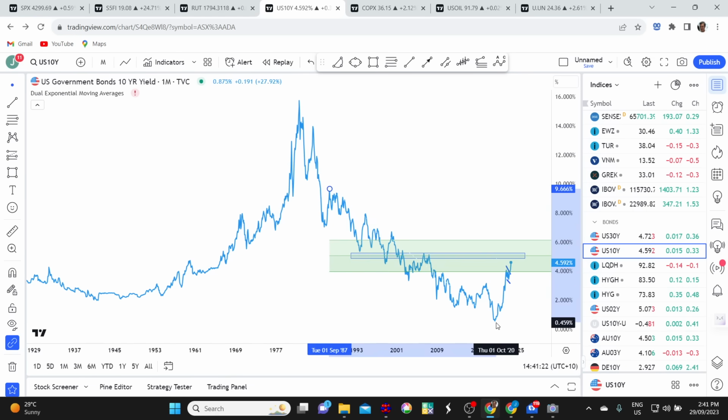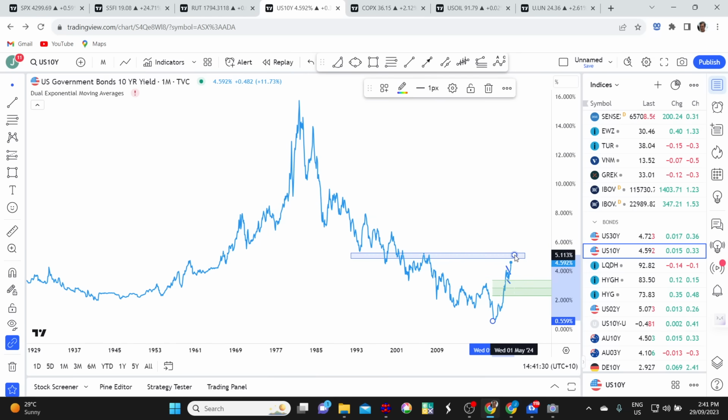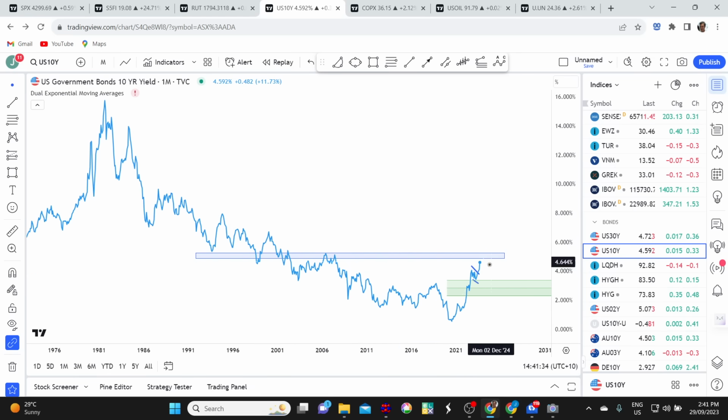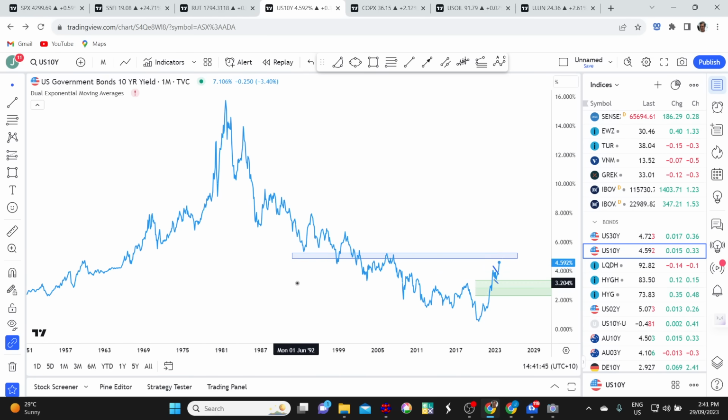What could happen here? Let's use the low point, and let's just say, for argument's sake, this resistance proves formidable and rates stop there. Could we get a pullback? What could the pullback look like? When you put the Fibonacci's on, is it possible that rates, yields peak, and then come back towards 3%, based on everything we've seen over a lot of history?